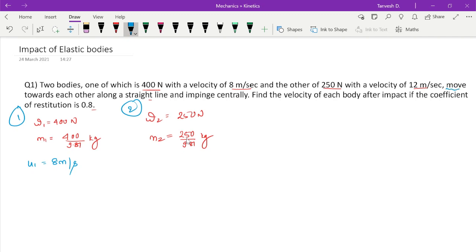But now see what is given: they move towards each other. It means that if mass 1 is moving this way, mass 2 is moving this way. So if u1 is along the right direction, u2 is towards the left direction, hence we'll have to take u2 as negative 12 meters per second. I am taking this direction as positive, and they are moving in a straight line. They impinge centrally, it means that the line of impact goes through the center of mass of them. So u1 and u2 are exactly along the line of impact.